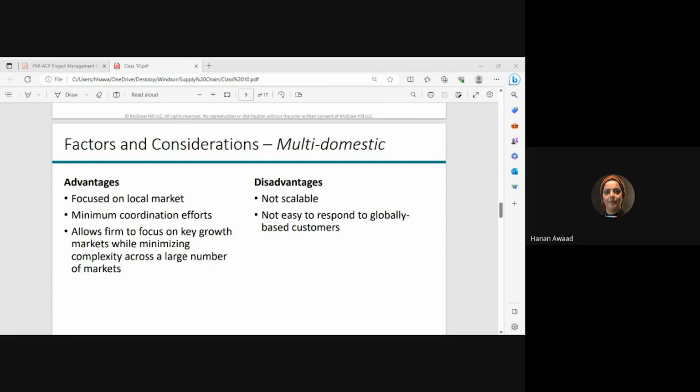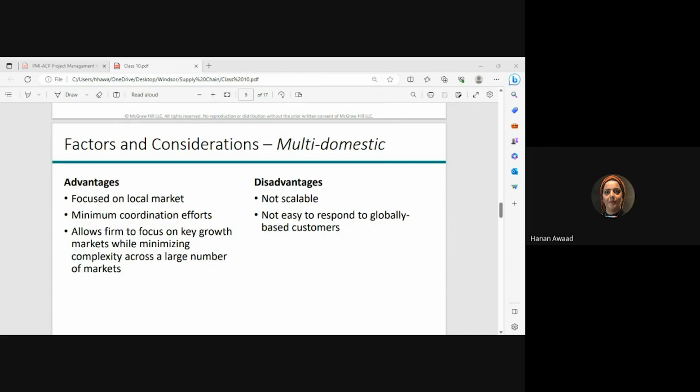So what's the difference between this and the previous one, the no international strategy? The main difference is that we have different markets. We don't have only one market. In the no international strategy, we have only one market. We produce the products, we provide the services in one market. But here in multi-domestic, we have several countries or several regions that we are serving.